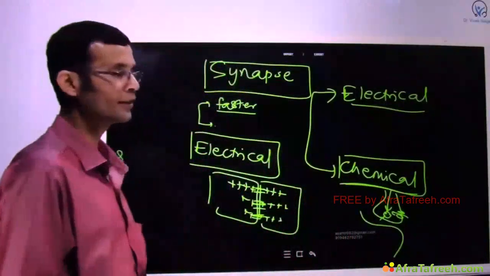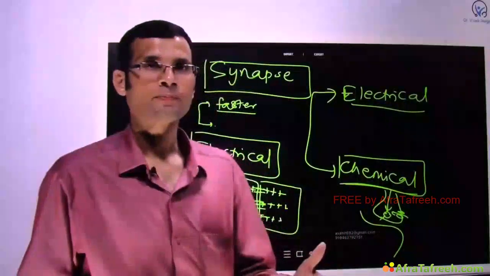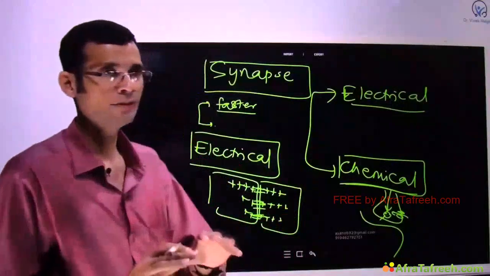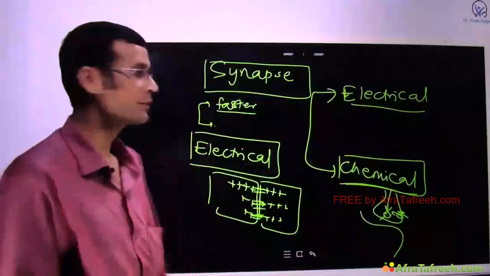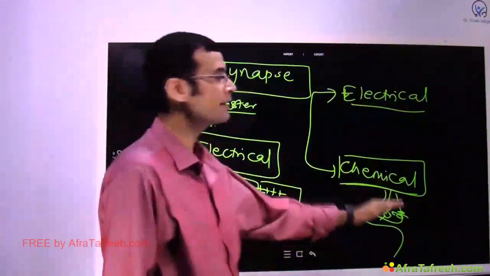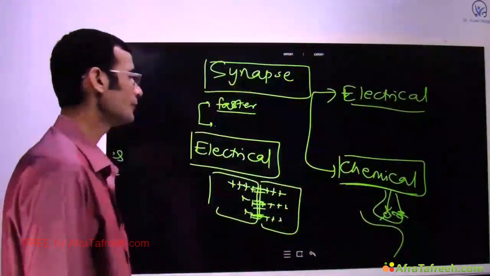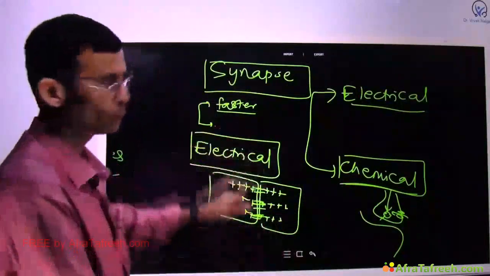Another important difference is that plasticity is rarely seen in electrical synapses. The modification of transmission of impulse is rarely seen in electrical synapses. Plasticity is mainly seen in chemical synapses, and that's the basis for learning. So these are the basic two types.